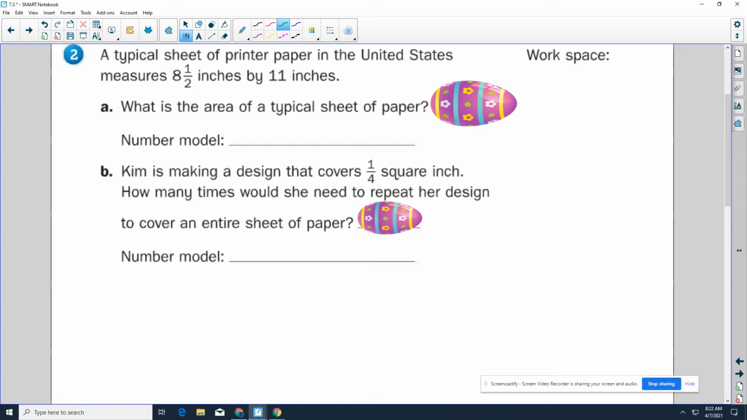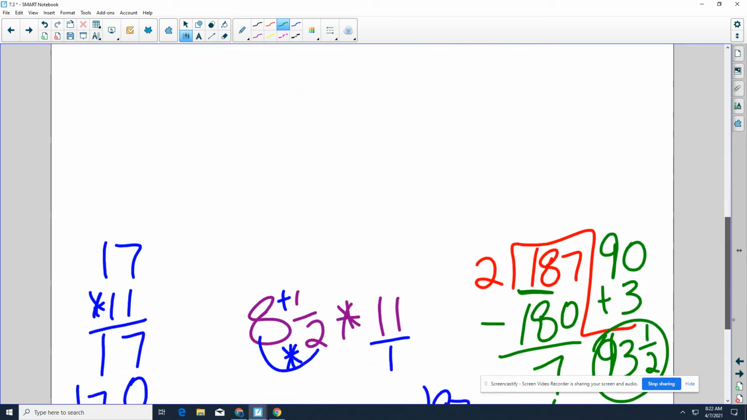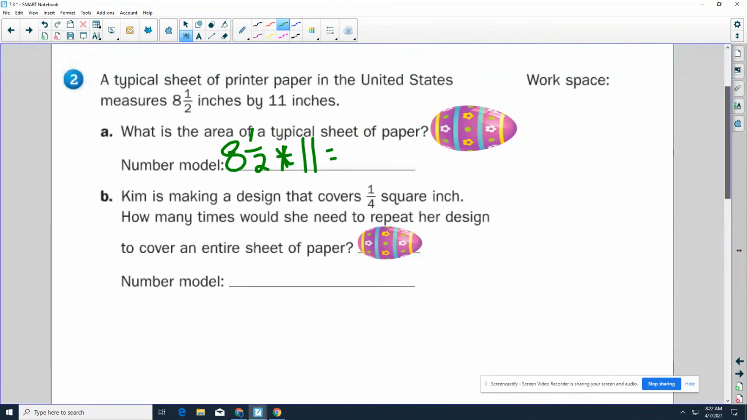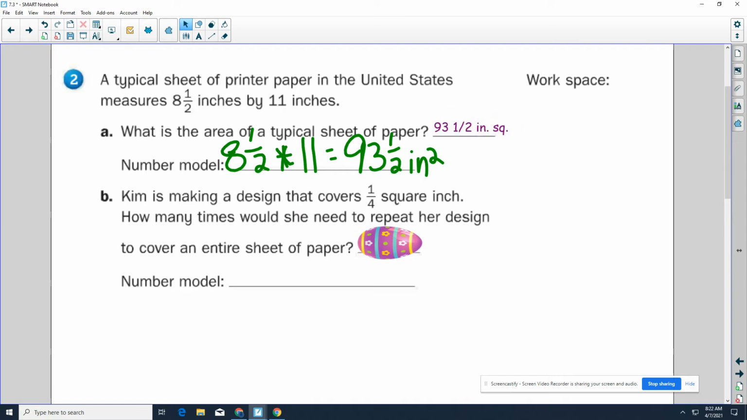So to go back to this, my number model here would be 8.5 multiplied by 11 because it's area. And we could say it equals 93 and a half square inches. Remember, it's area, so you have to square it. Okay, you see there, you get 93 and a half inches squared.